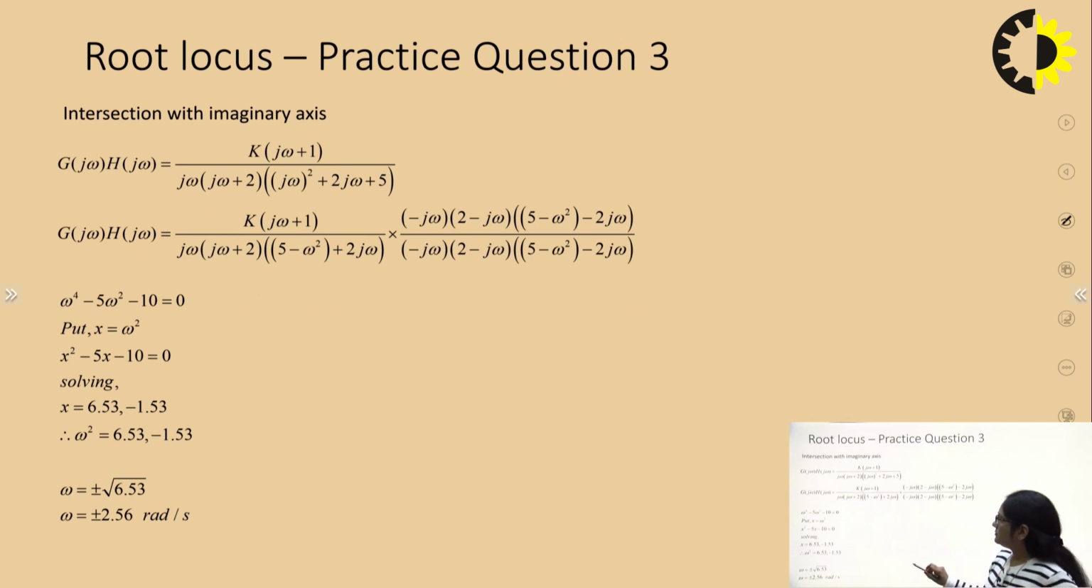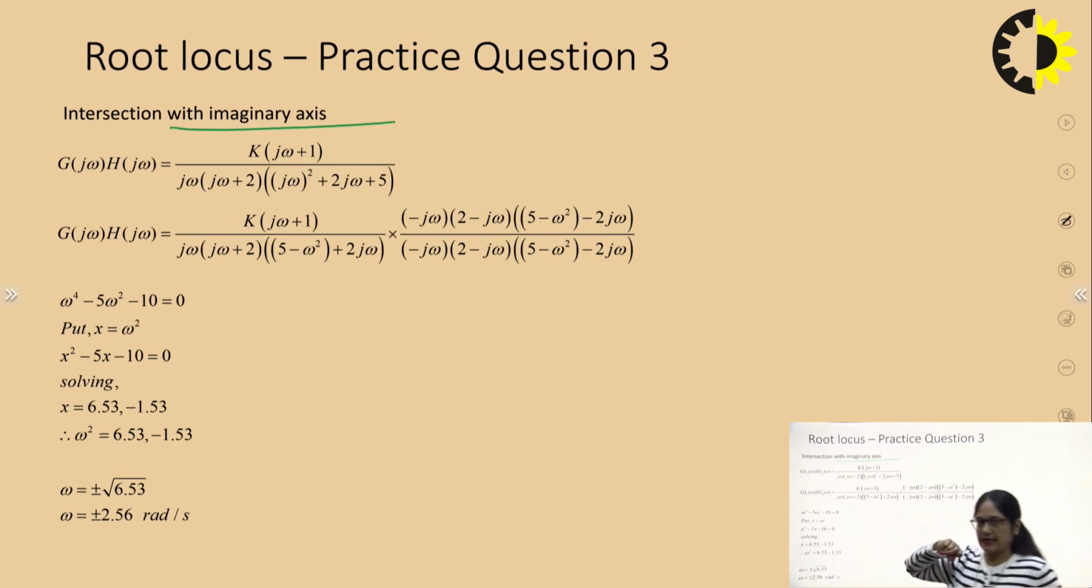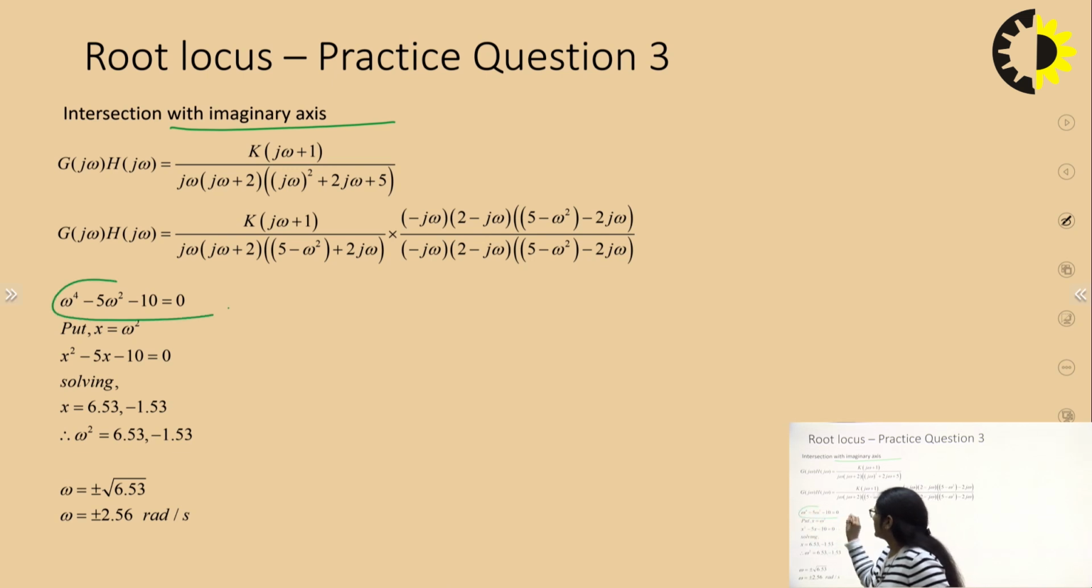Now to find the part of the root locus which intersects with the imaginary axis, simply put, s is equal to j omega. We get G(j omega) H(j omega), and this is the expression. Rationalize the term. When you rationalize the term and equate the imaginary part to 0, this is the expression we are getting.